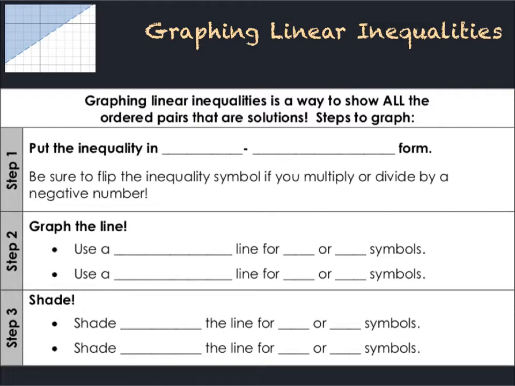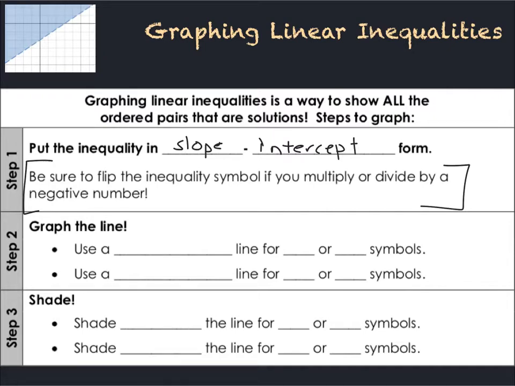But your first step is to put the inequality in slope-intercept form, just like you would if this was an equation and not an inequality. So put the inequality in slope-intercept form. Now remember, this is an inequality, so be sure to flip the inequality symbol if you multiply or divide by a negative number. Now here's the difference.